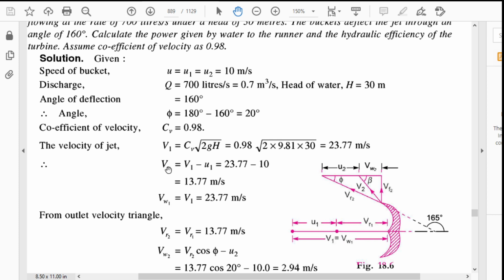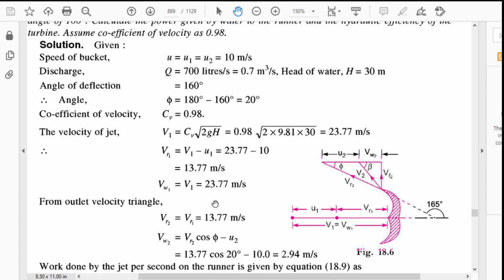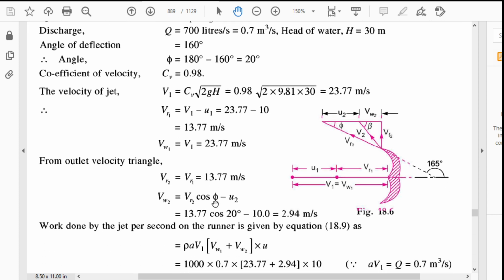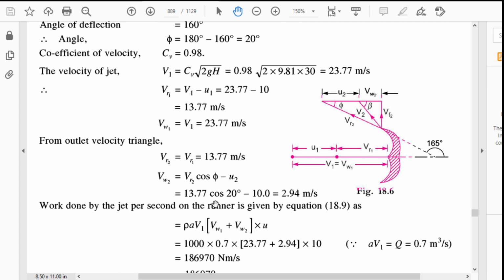Here V1 is known, U1 is also known. So VR1 will be 13.77 meters per second. And from this velocity triangle we can clearly see that VW1 will be equal to V1. So the value of V1 will be equal to VW1. We can write it here. Now this is from the inlet velocity triangle. Now from the outlet velocity triangle.